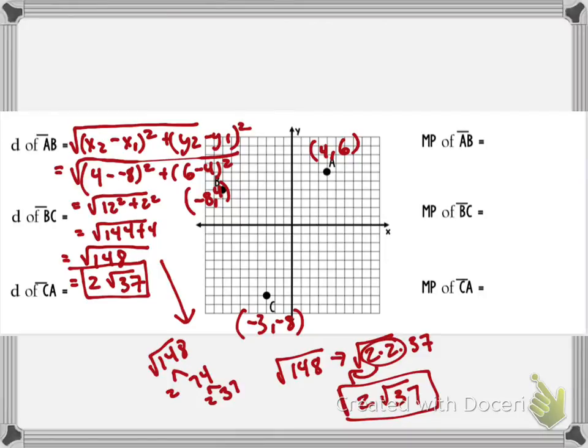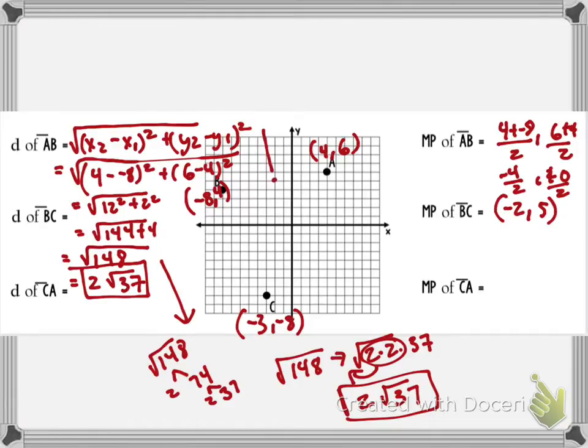For the midpoint of A and B, I'm going to find the average of my x values. So I have 4 plus -8 over 2, and I have 6 plus 4 over 2. This is going to give me -4 over 2 and 10 over 2, which is -2, 5. And this midpoint is going to be at -2, 5. So this red point right here is the midpoint between A and B.